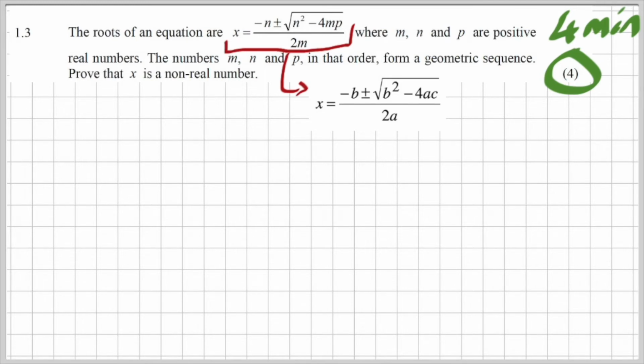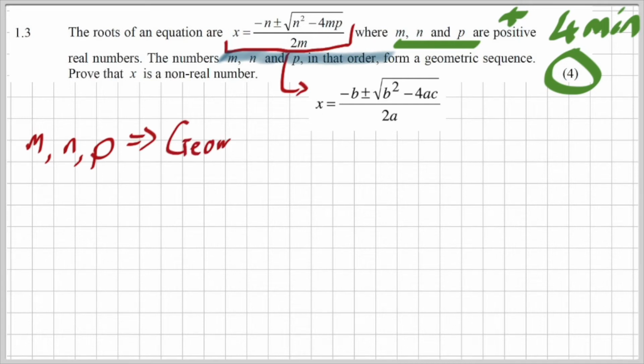Just having fun. They say that M, N, and P are positive real numbers. That's important, the positive part. We'll talk about it later on. Also, it says M, N, and P form a geometric sequence.